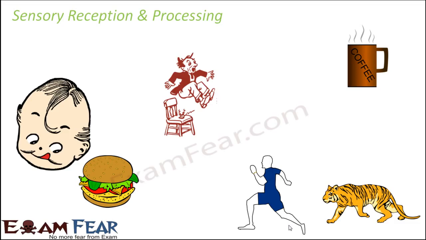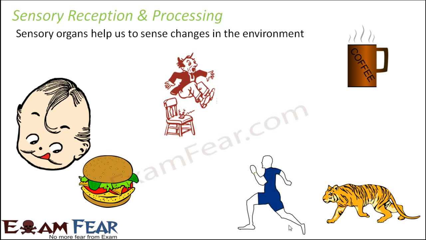So how does an eye function, or how does an ear function? In this section we will talk about two important sensory organs in human beings, that is eye and ear. So sensory organs help us to sense the changes in the environment.